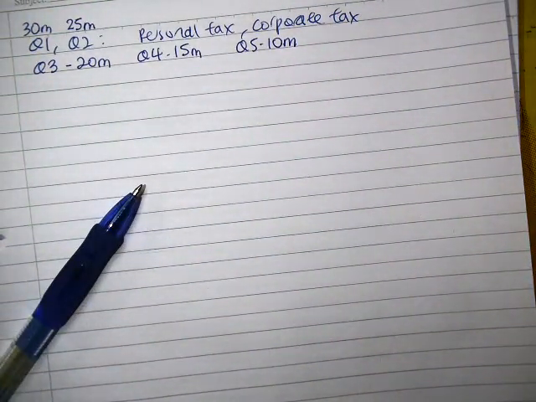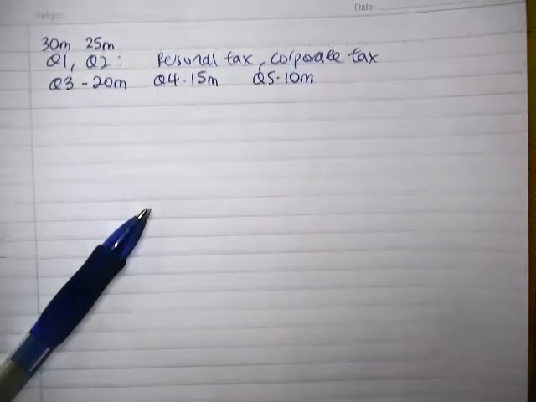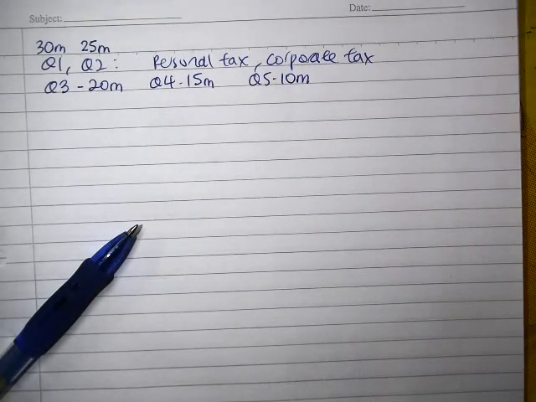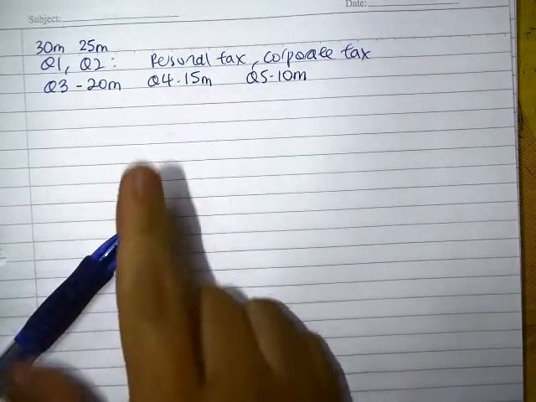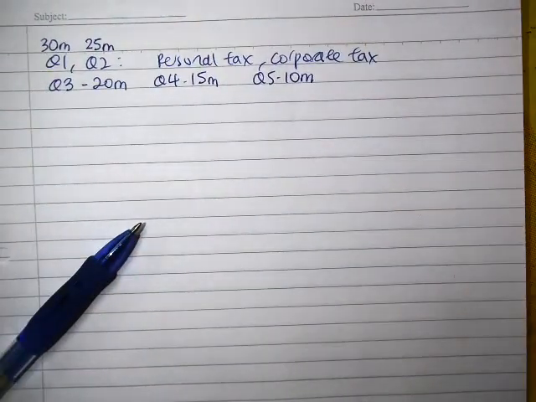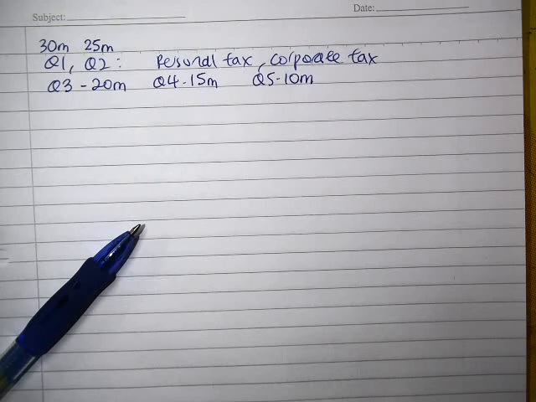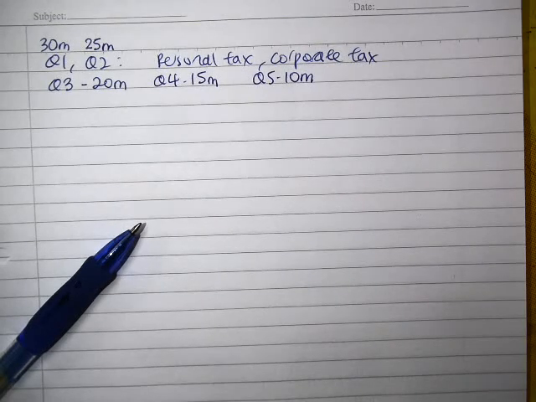Now the marks are fixed, but the areas are not fixed. The only areas that are fixed are question 1 and question 2, which deal with personal tax and corporate tax. The other 3 questions can come from any area. In question 3, the examiner asked about calculating CA and IBA. Then in question 4, the examiner asked about real property gains tax, RPGT. In question 5, the examiner asked about indirect tax, which is something we have not covered, as it's towards the end.